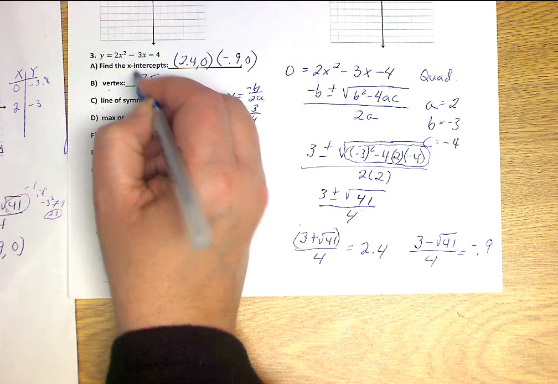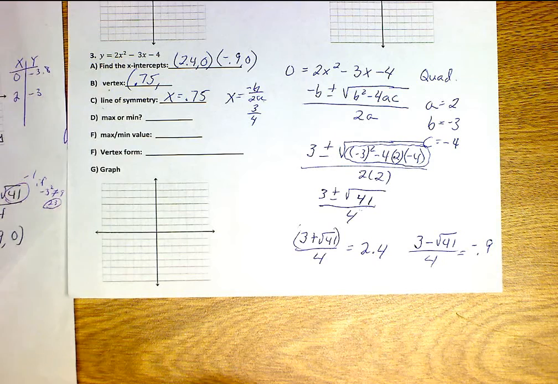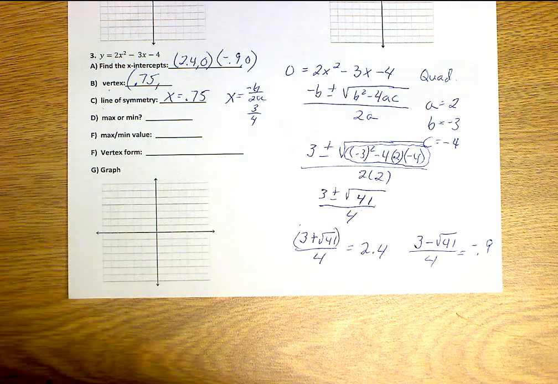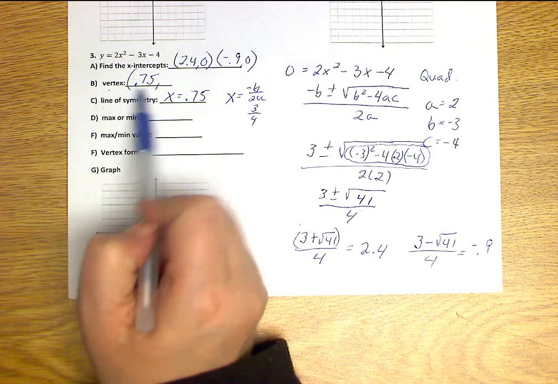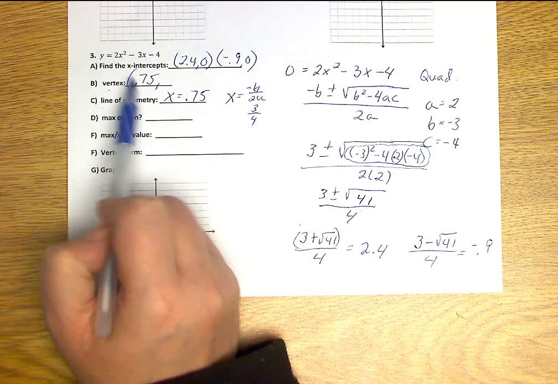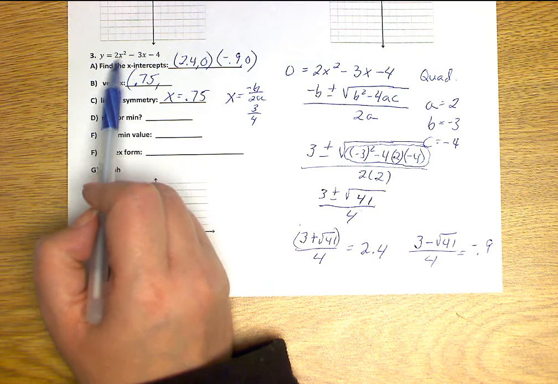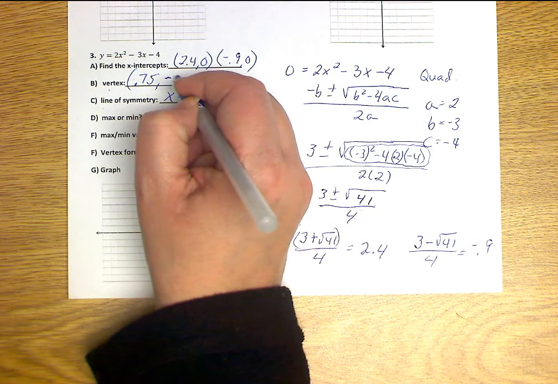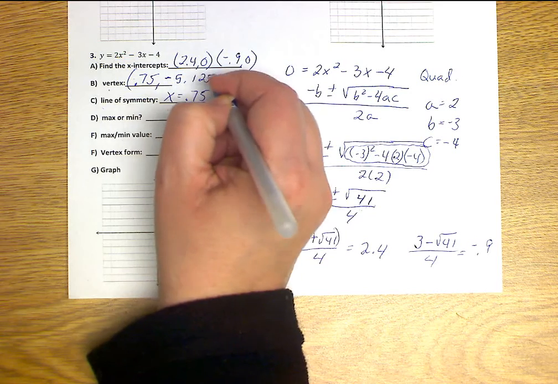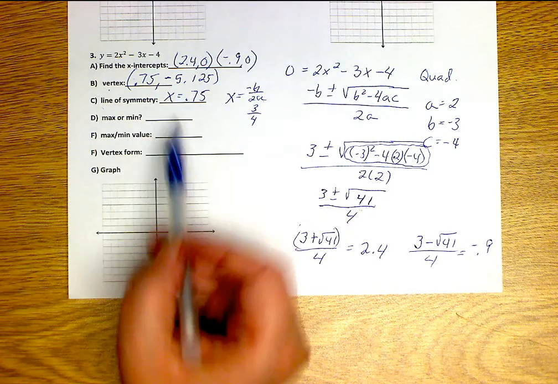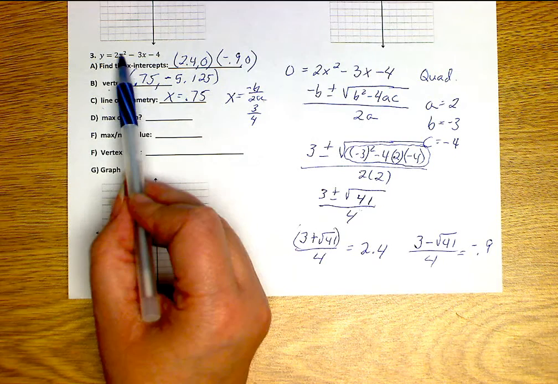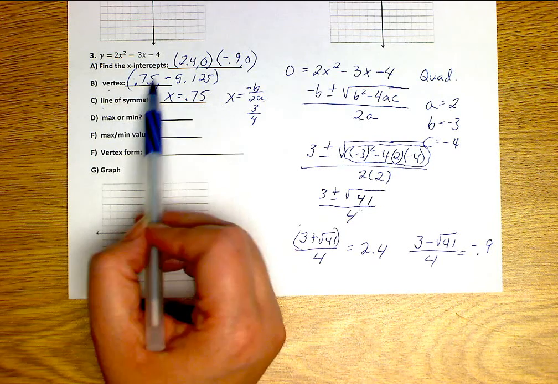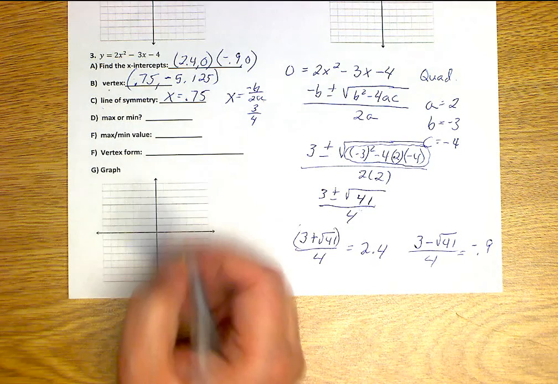How do I find my y value? Morgan, how am I going to find my y value? So I'm going to take this 0.75 and do what with it? Plug it in. So I'm going to plug it into this equation. Make sure you put it in and you get negative 5.125. You would go 2 times 0.75 squared minus 3 times 0.75 minus 4. So yep, you just put it in. And that gives you your y value.